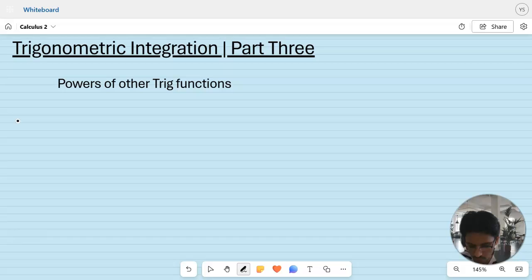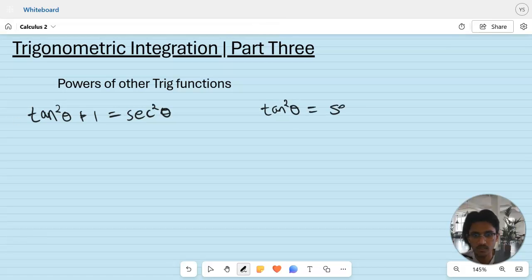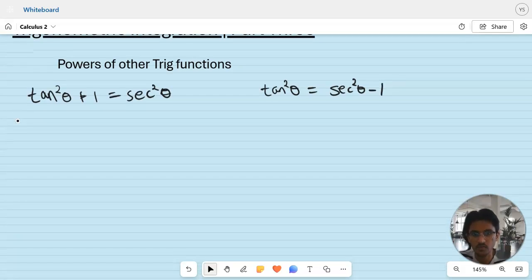So let's have a look at a formula that you guys need to memorize or keep noted down in your notebook. Tangent squared plus 1 equals secant squared. If you subtract the 1 from both sides, you're going to have tangent squared theta equals secant squared theta minus 1. So you can also have both of those.